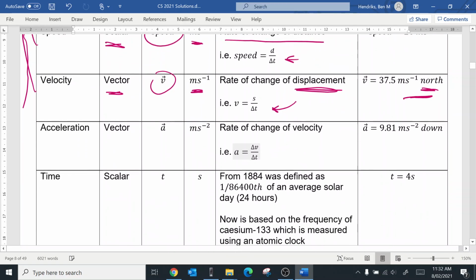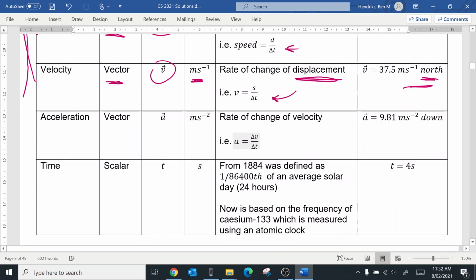We also have acceleration, which is the rate of change of velocity, so how quickly something speeds up. I was going to use the word accelerate to describe acceleration, which is a no-no. Basically, how quickly does something get up to speed is acceleration. And time is measured in seconds here.